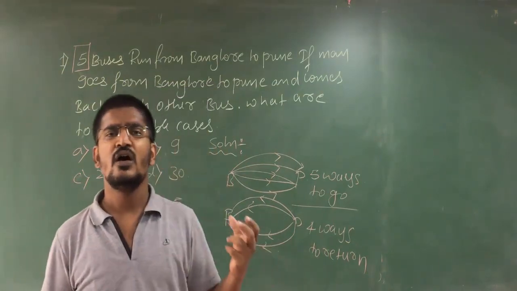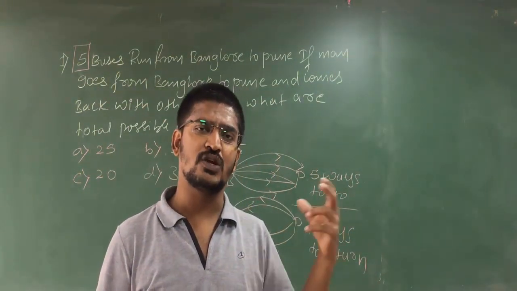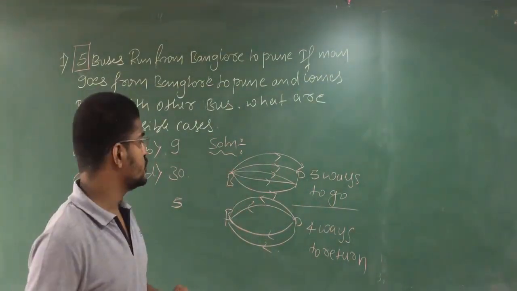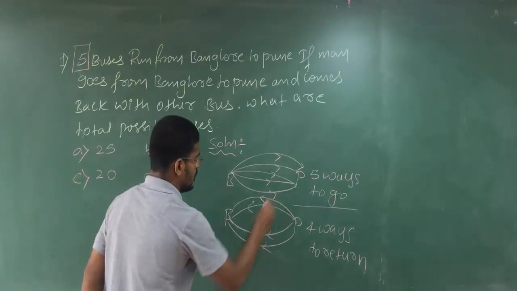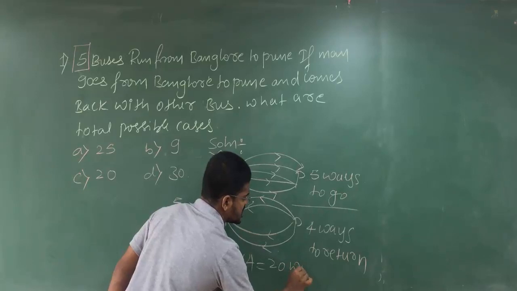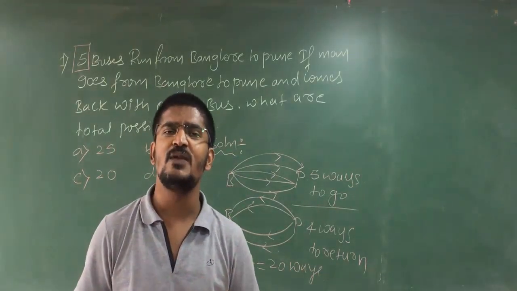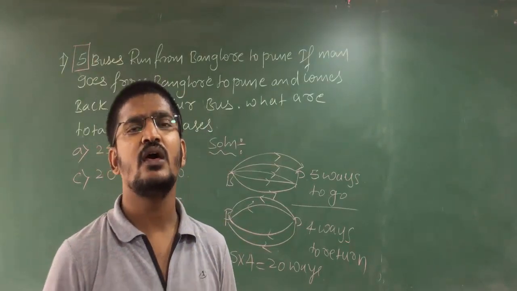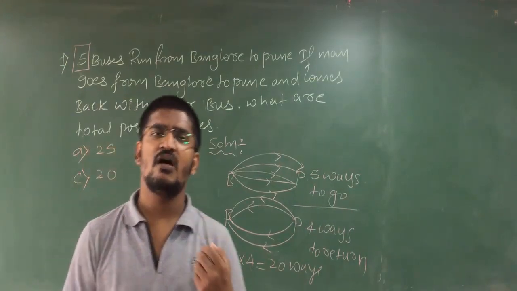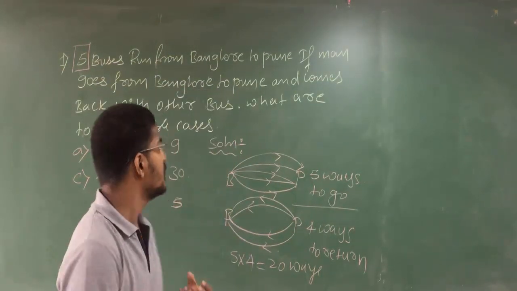If he comes back to Bangalore, he has 4 ways for returning and 5 ways for going, because there are a total of 5 ways between Bangalore and Pune. So the total number of ways will be 5 into 4, that is 20 ways. Clear, students? Because here we have to use the fundamental principle of multiplication. Are you clear?